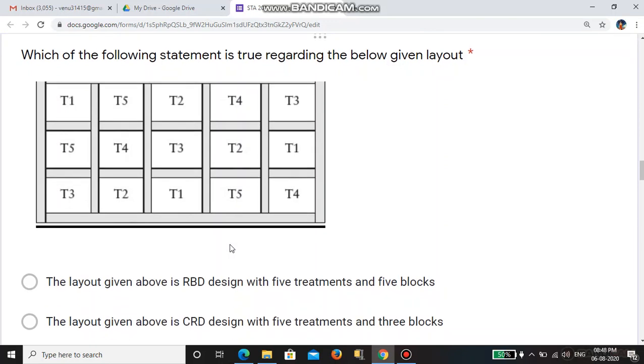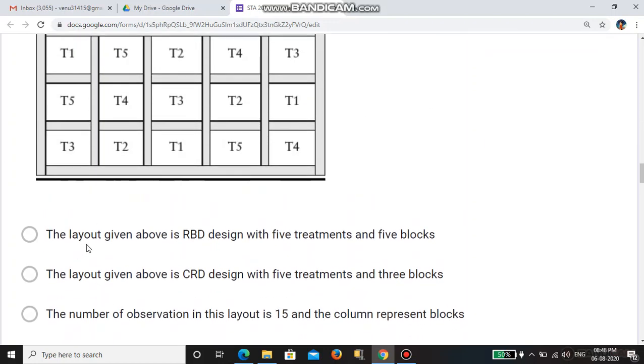But here, in LSD the number of treatment will be equal to number of replication, okay, so this design will not be LSD, okay, and it will not be CRD, okay, so in CRD there will be repetition there, okay.